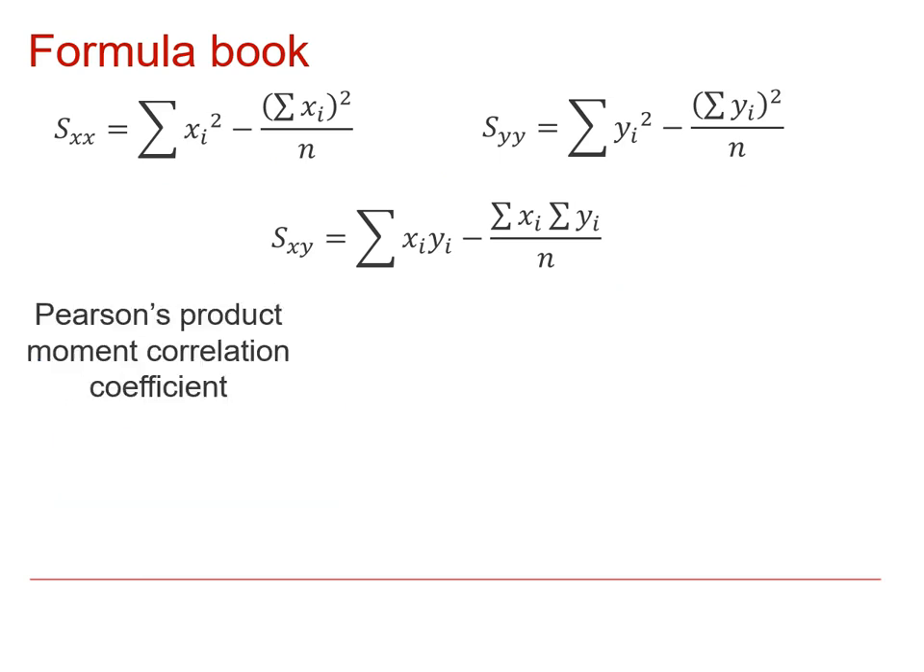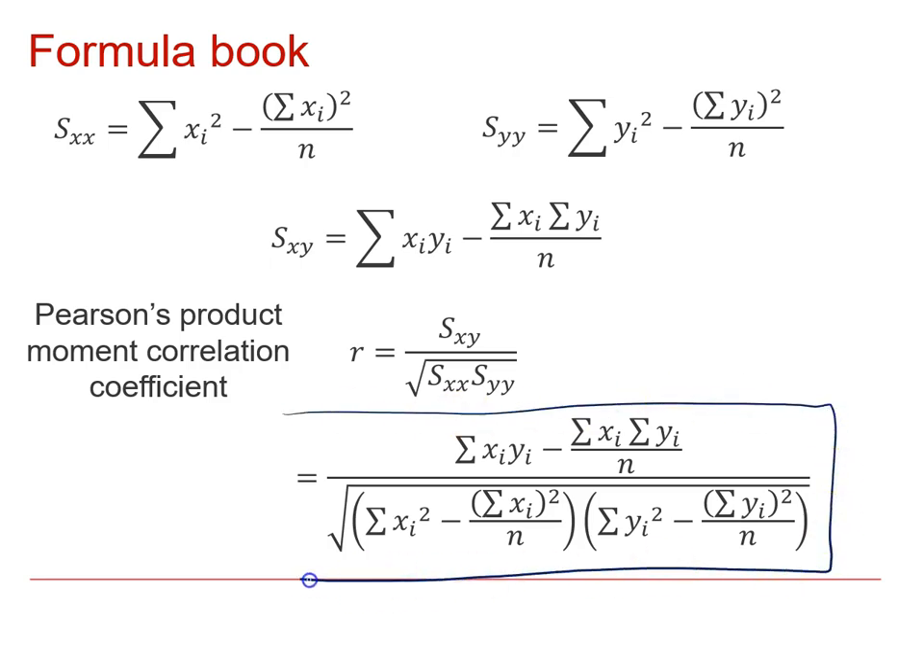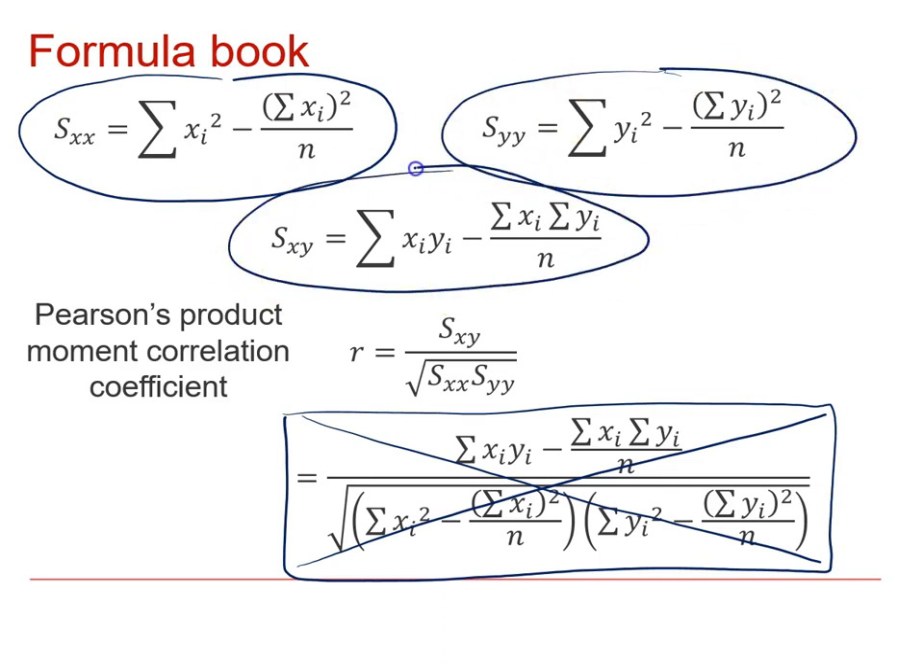We need these values in order to calculate Pearson's product moment correlation coefficient. R equals Sxy over the square root of Sxx Syy. It then, in the formula book, expands it by substituting all the individual parts into it. I think that's just asking for trouble. That is far, far too easy to make a mistake. So I would stick with calculating Sxx, Syy, and Sxy, and then subbing them all into this one here.